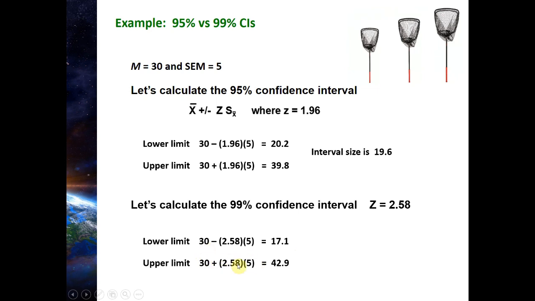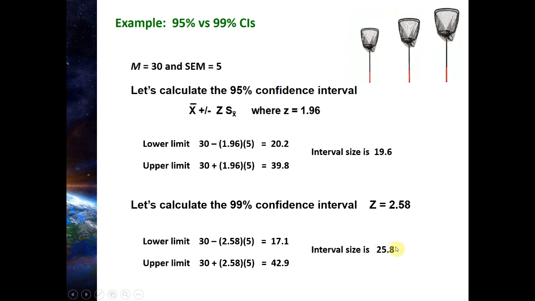30 is the mean, x bar. And when you add this to the product, you get 42.9. So now we're saying that mu is somewhere between 17.1 and 42.9, and 99 times out of 100, this would have been drawn correctly, and in fact, mu is somewhere in this interval.